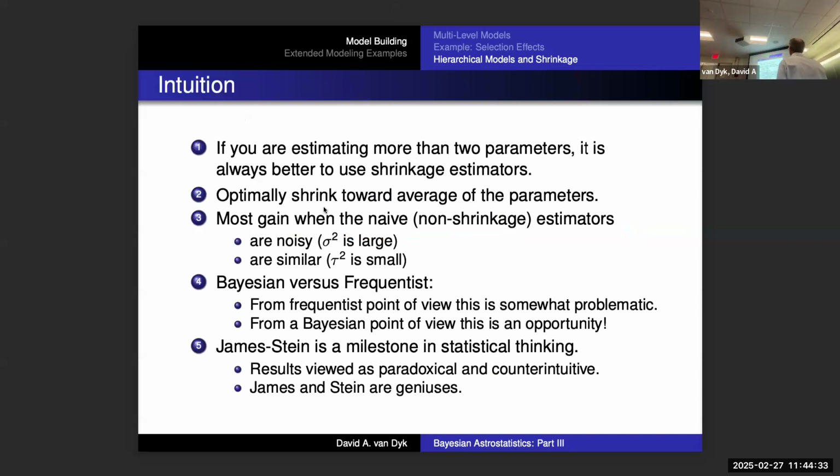Okay, so intuition. Why is this a sensible thing to do? So this is the first thing. It's not really intuition, it's just the fact: if you're estimating more than 2 parameters, it's always better to use shrinkage estimators that shrink towards the average of the parameters. You get the most gain when the individual estimators are noisy or the population is very homogeneous.